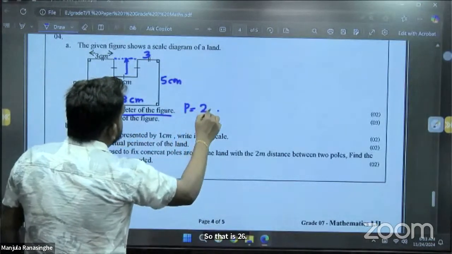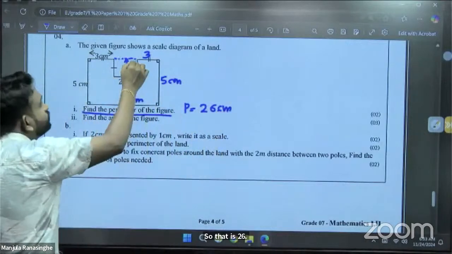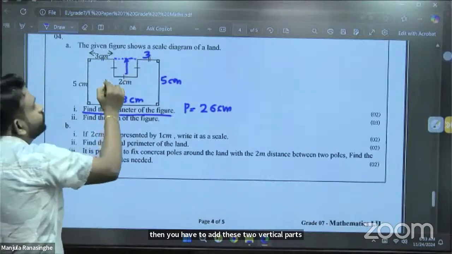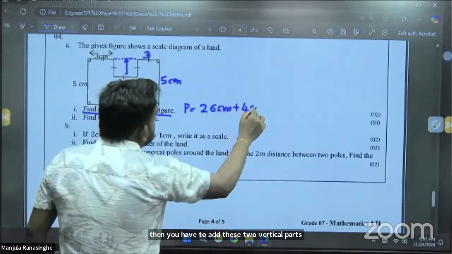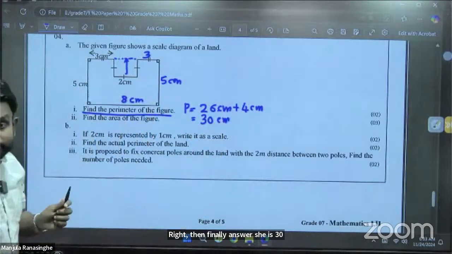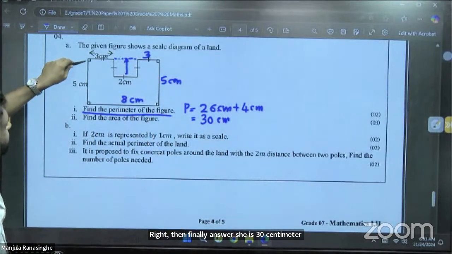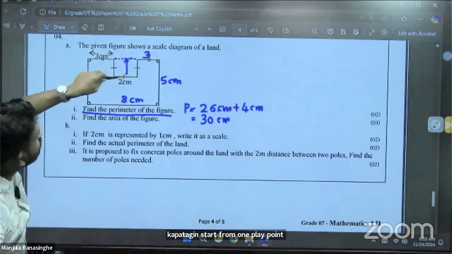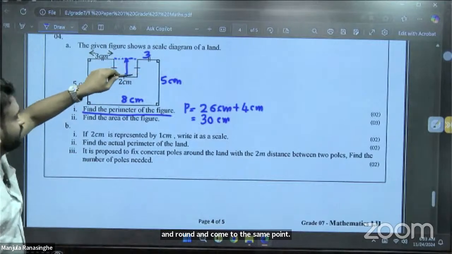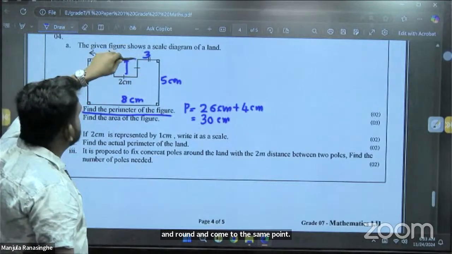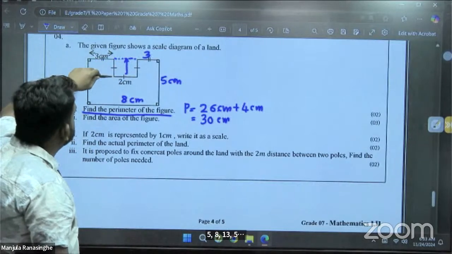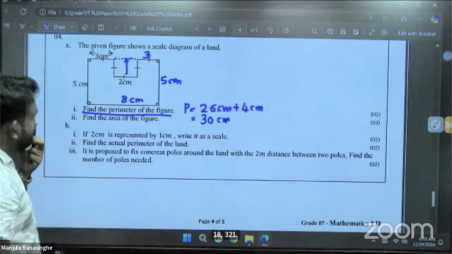26 centimeters, but then you have to add these two vertical parts. That vertical part is 2 and 2, 4. Then finally the answer is 30 centimeters. Or else, start from one point, go round, and come back to the same point: 5, 8, 13, 18, 21, 23, 25, 27, 30. 30 centimeters.